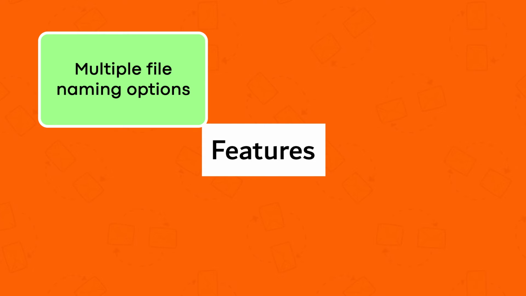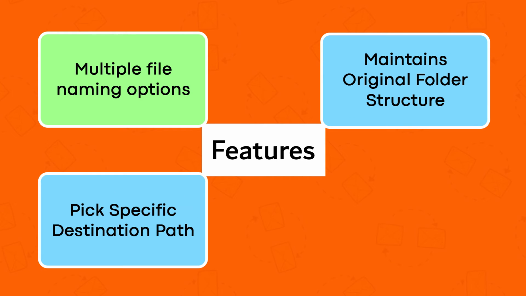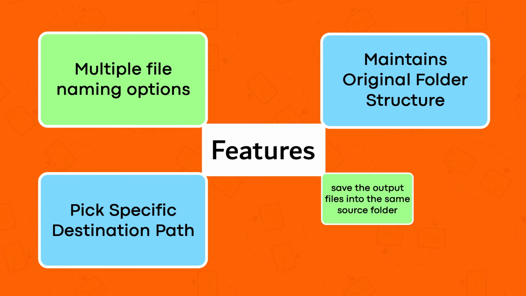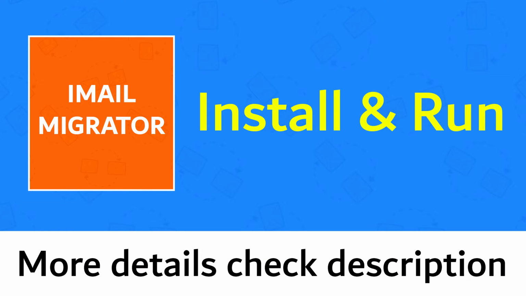Multiple file naming options. Maintains original folder structure. Pick specific destination path. Save the output files into the same source folder. Install and run iMail Migrator. More details, check description.